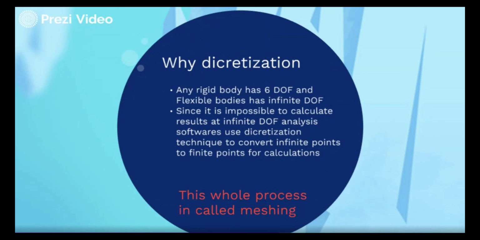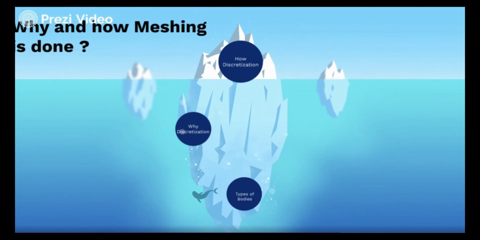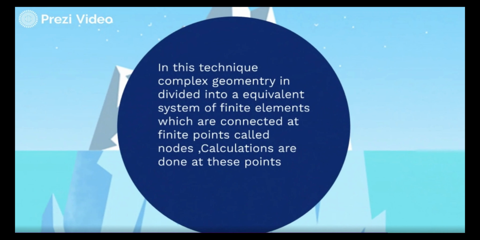For this, the discretization technique helps to bring this infinite degrees of freedom to finite degrees of freedom by dividing the whole geometry into smaller elements. And this whole process is called meshing. And the calculations are done based on the nodes which are interconnected by the elements.